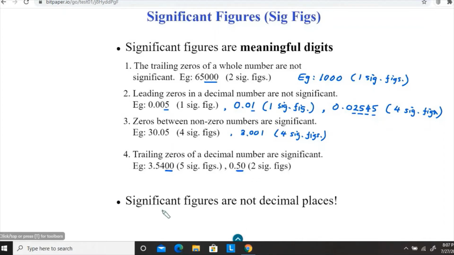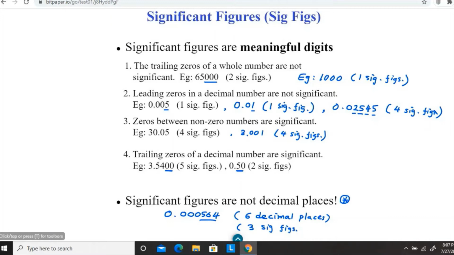Another important thing to understand is that significant figures are not decimal places. For example, if you think about this number, this is a decimal number. Now there are 6 decimal places. So remember, there are 6 decimal places for this number. But there are only 3 sig figs for this number. In terms of sig figs, there are 3 sig figs.